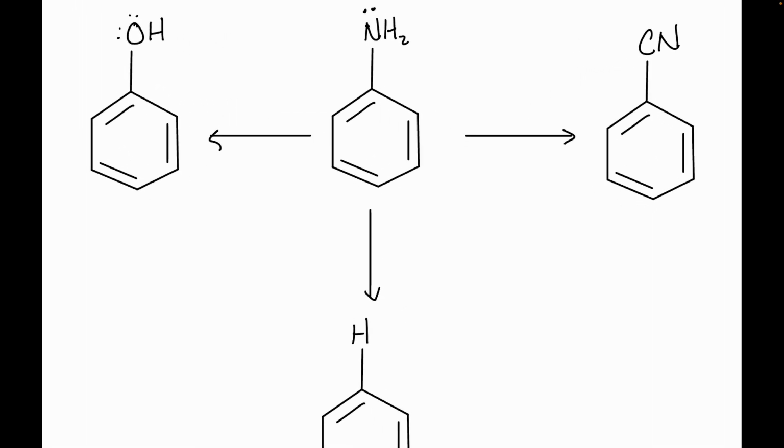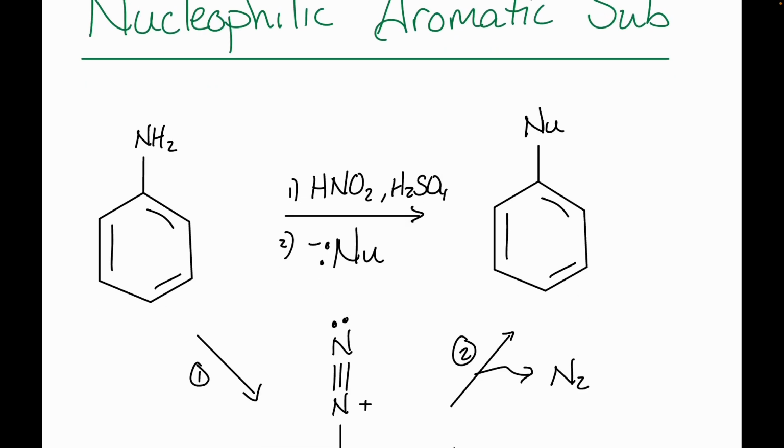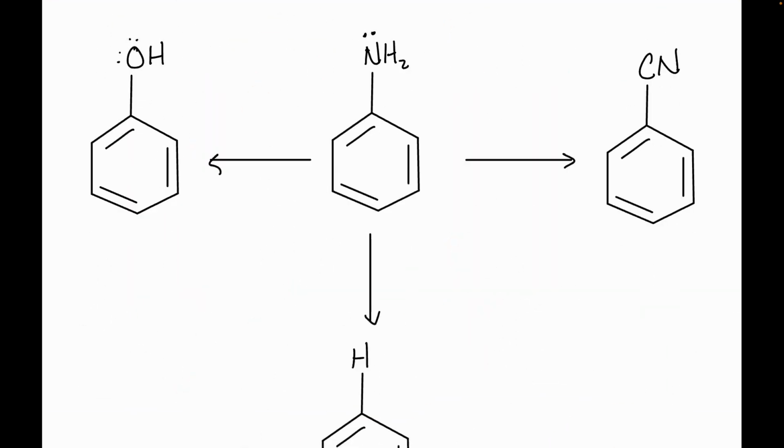So importantly, I just want to look at a few specific nucleophiles here, because when we introduced these nucleophilic aromatic substitution reactions, we just had it as a generic nucleophile. Right? So now we're going to look at a few specific ones. Of course, the first step, in order to get rid of that NH2, I've got to turn it into that good leaving group, that N2 leaving group.